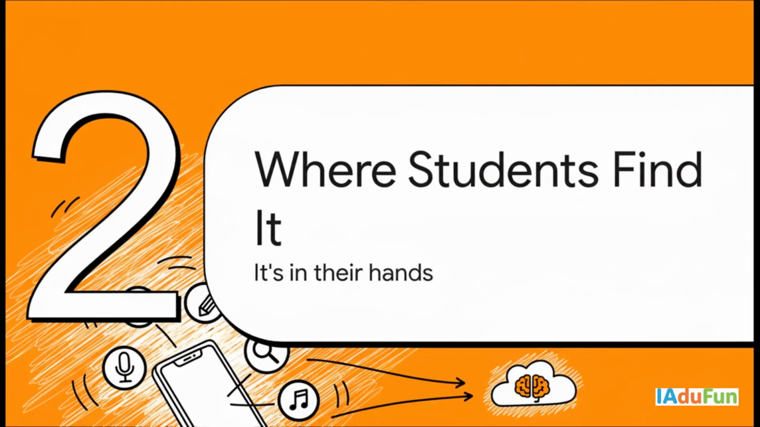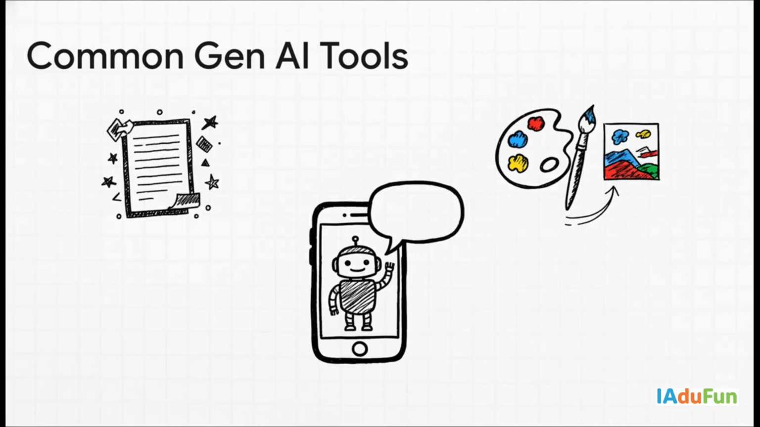Okay, so where is this stuff actually showing up? And the answer is everywhere. This is not some futuristic idea. It's already built into the apps and the websites your students are on every single day. They're using tools like ChatGPT for homework ideas or image generators to make cool art.